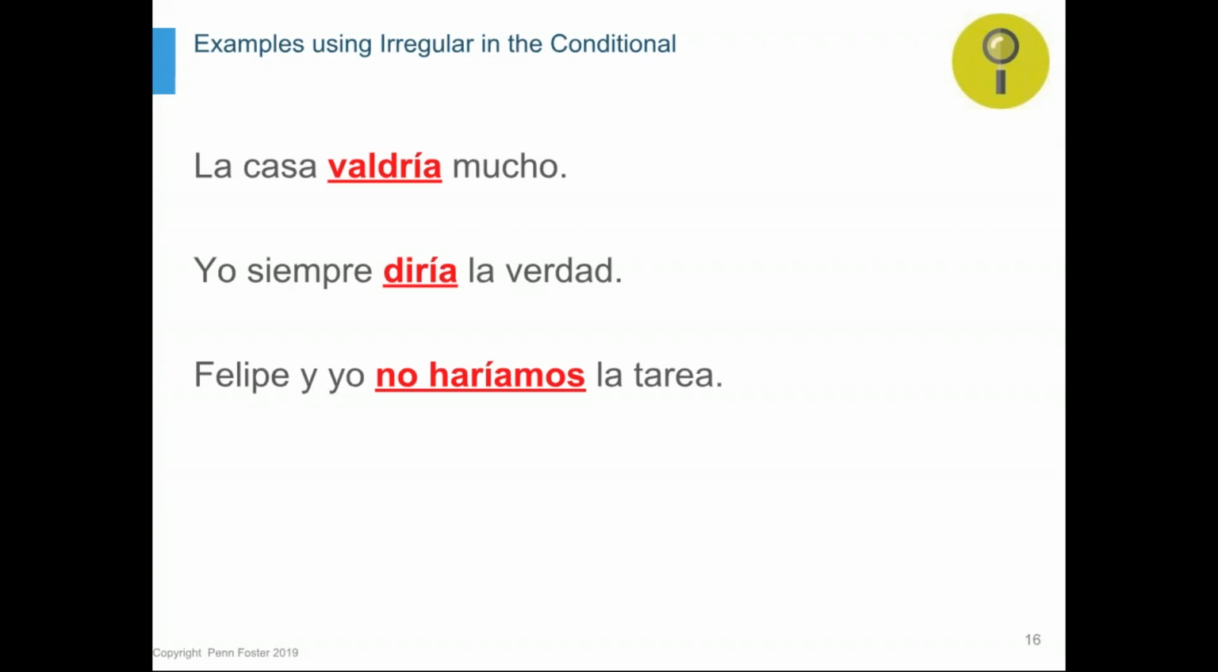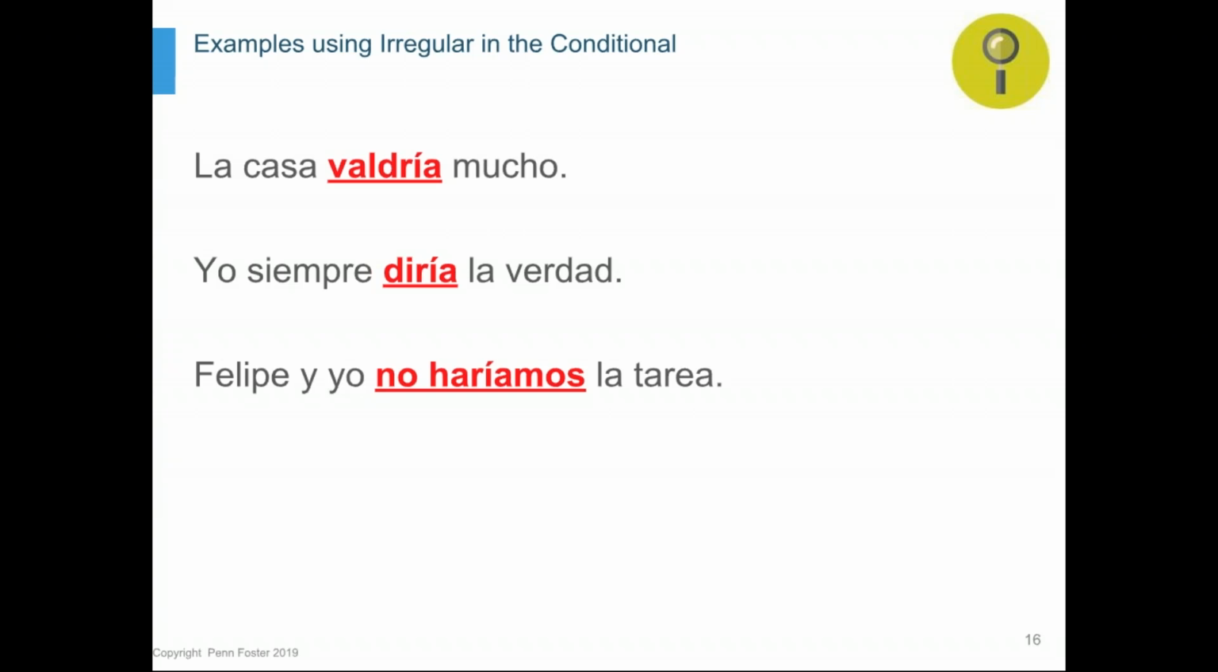Decir is the second verb, which is the one I mentioned earlier as we were talking about the irregular list. dir is its irregular stem, quite unusual, quite different compared to the normal stem of dec. And that translates as I would always tell the truth.